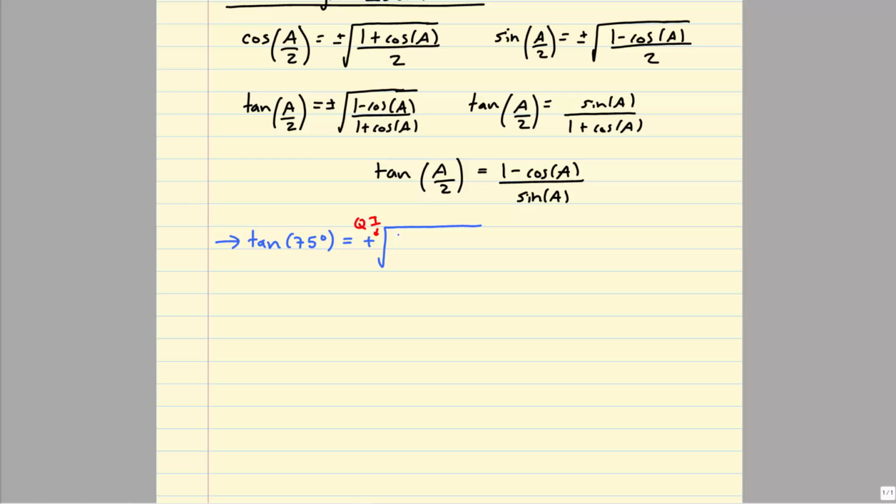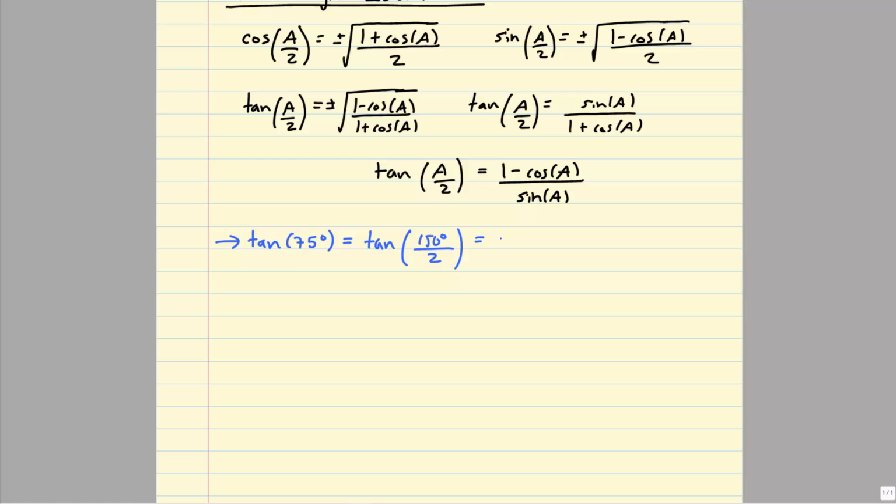Okay, so using that formula, we have 1 minus the cosine of, well, I have a little bit of a problem here. It says to use the half-angle identity, and I don't really have that. I needed to figure out a over 2 first. So let's back up a little bit. We're still going to use that information that we have here. I need to write this as some angle divided by 2. So 150 divided by 2 is 75 degrees.